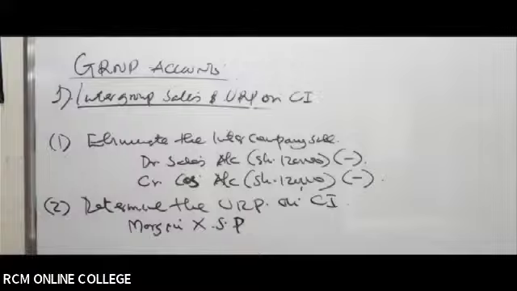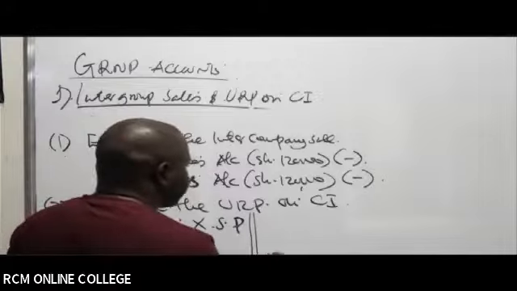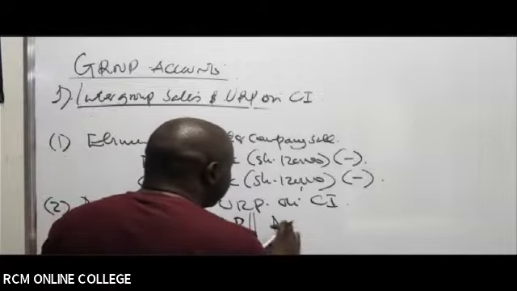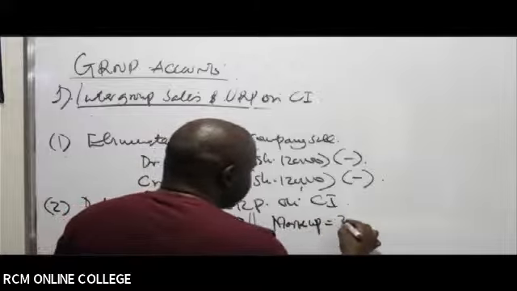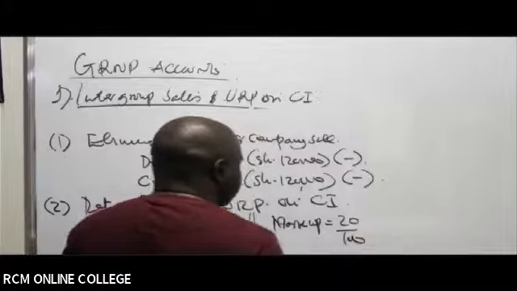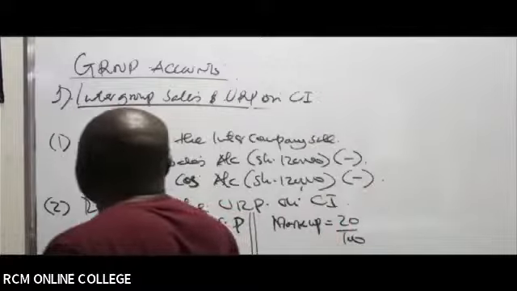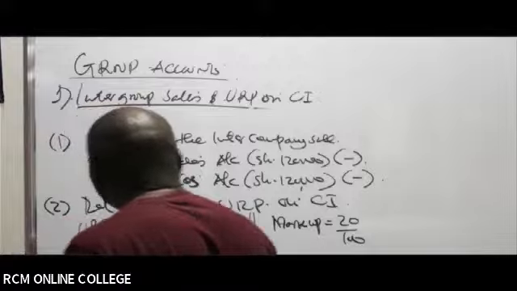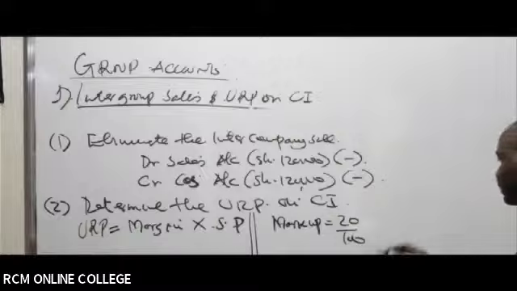But of course, you haven't been given the margin. You've actually been given the markup. So the markup is equal to 20 over 100 as per the question. So the URP is equal to margin multiplied by the selling price. The markup is actually 20 over 100.